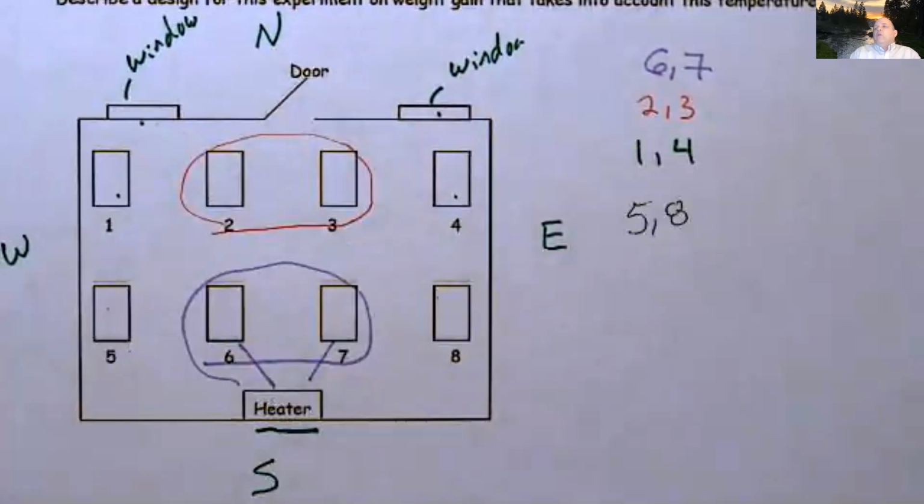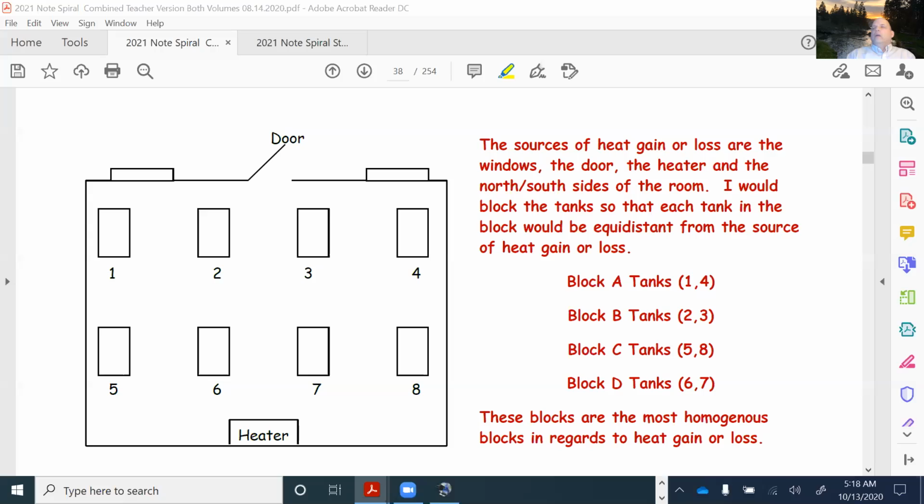Now we need to go further into the problem. So I first talk about the sources of heat gain or loss, because that lets the reader know that I understand what's happening. The sources of heat gain or loss are the windows, the door, the heater, and the north/south sides of the room. I would block the tanks so that each tank in the block would be equidistant from the source of heat gain or loss. So I'd block 1 and 4, 2 and 3, 5 and 8, 6 and 7.